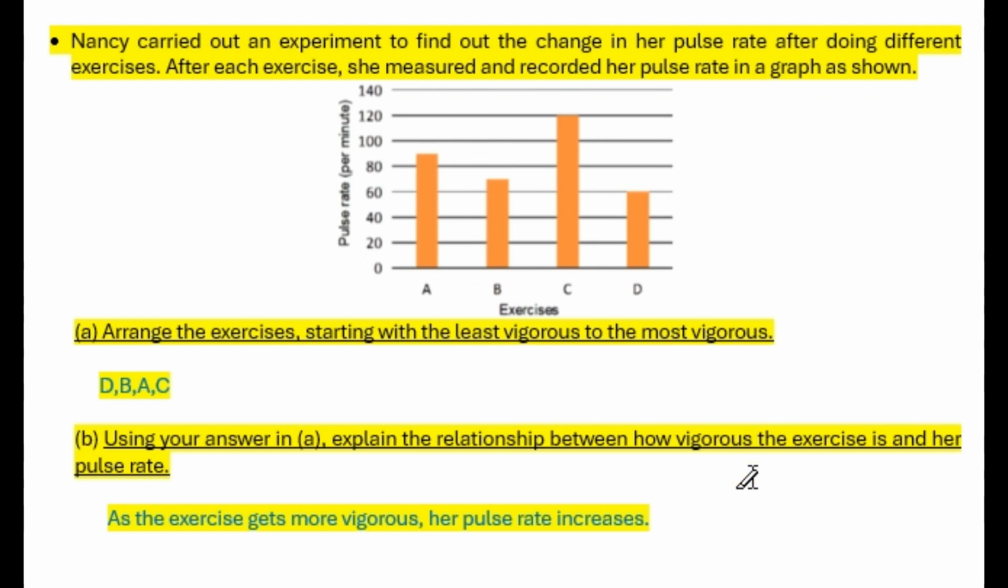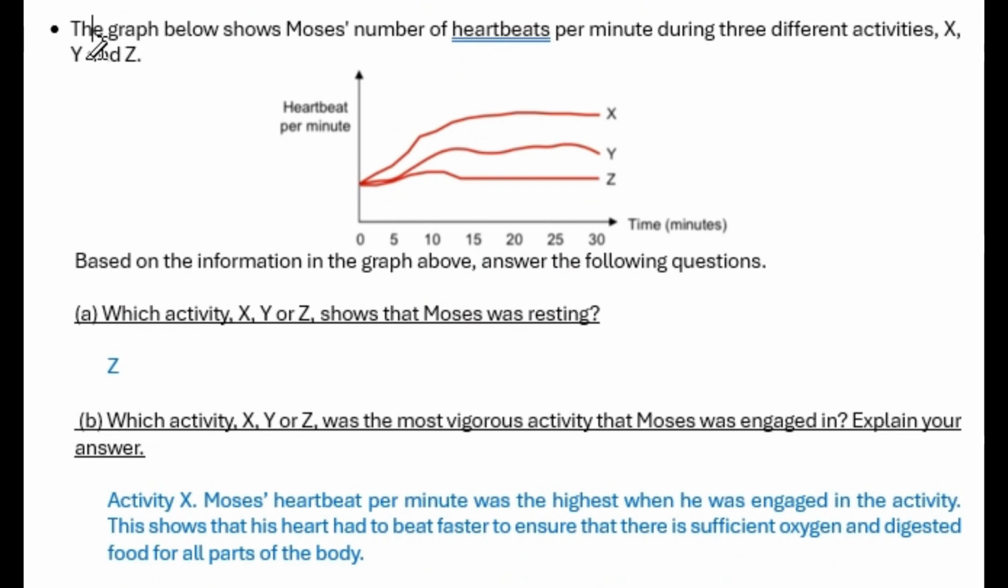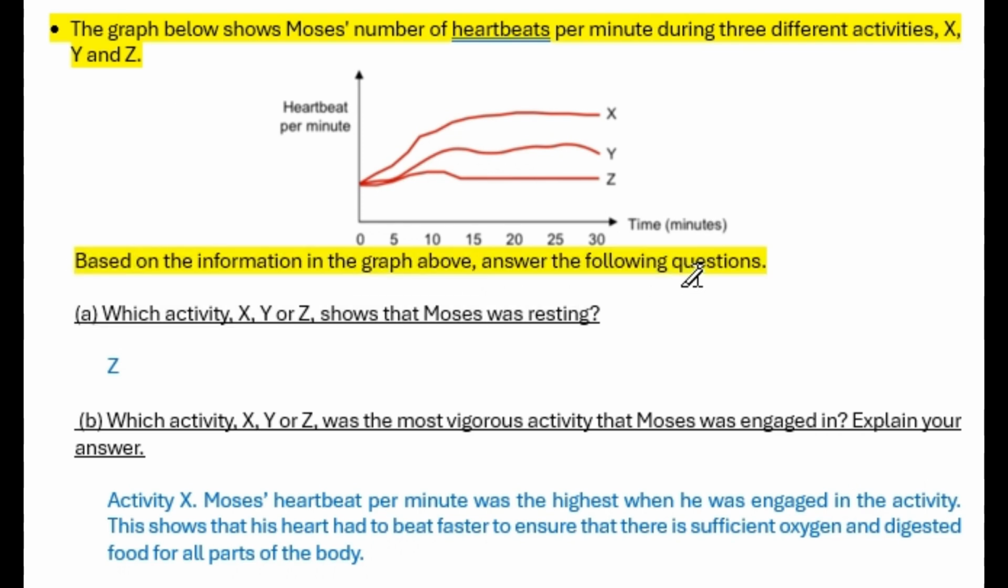The graph below shows Moses' number of heartbeats per minute during 3 different activities, X, Y, and Z. Based on the information in the graph above, answer the following questions. A. Which activity, X, Y, or Z, shows that Moses was resting? Z.